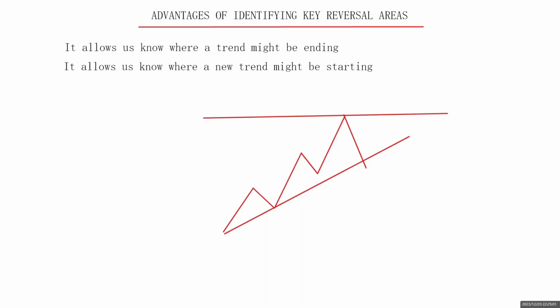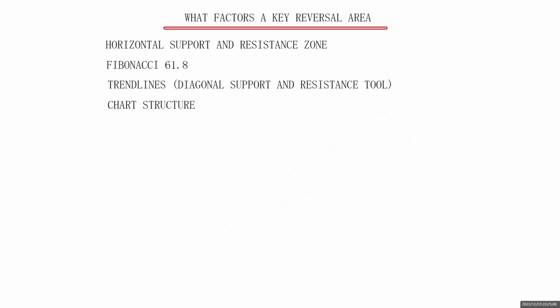Okay, so key reversal areas are very important. They should be identified with what? The horizontal support and resistance tool, like we talked about, identified with the Fibonacci, identified with the trend lines, and overall we should use what? Our chart structure as a hand-in-hand tool with all of these other tools that I've mentioned to be able to get high accuracy when it comes to our reversal areas.